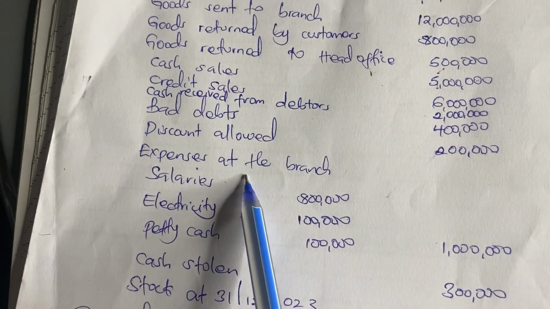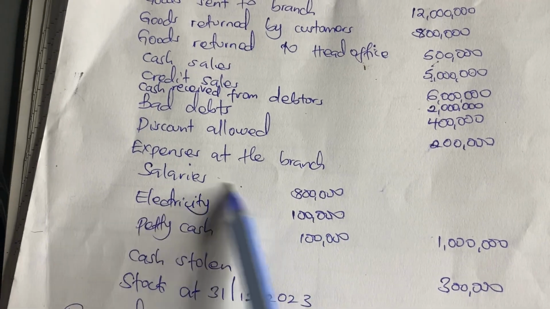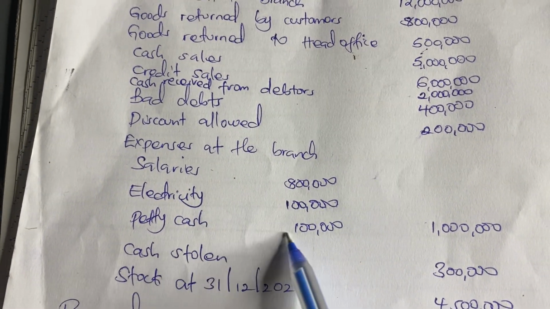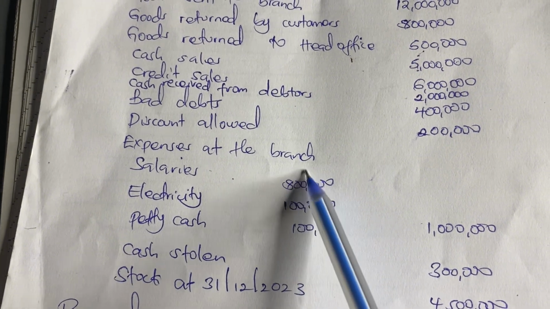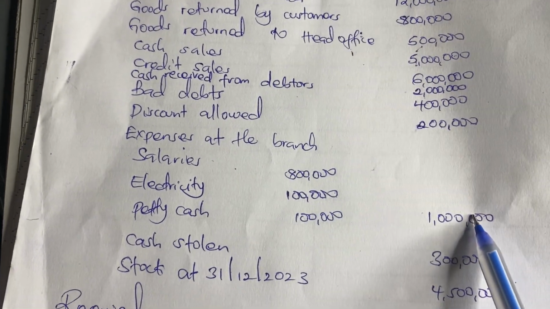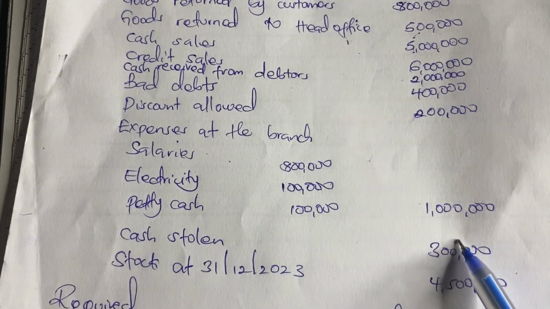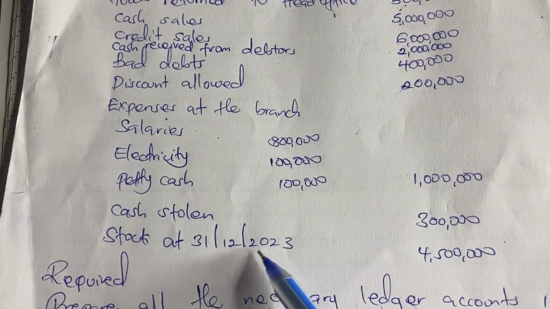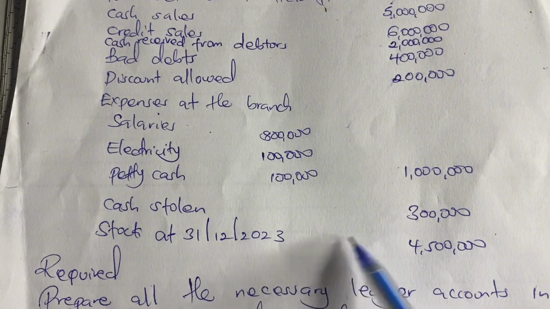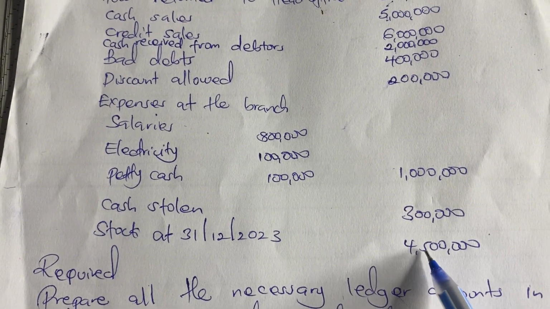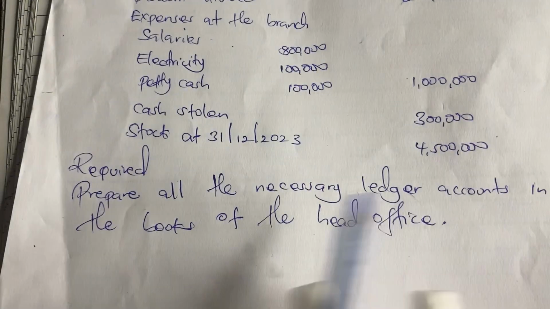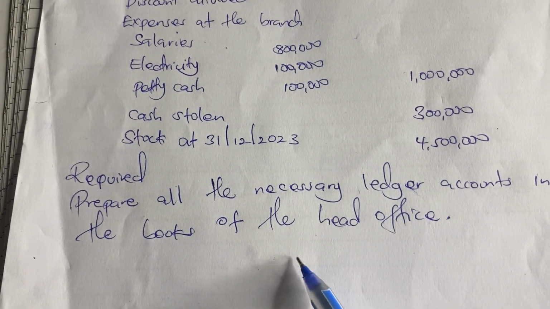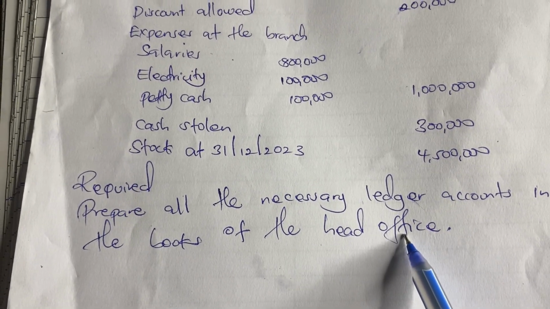Then the expenses at the branch. We have salaries 800k, electricity 100k, petty cash 100k. The total makes it 1M. Then we have cash stolen of 300k. Then we have stock at 31st December 2023 of 4.5M. Required, we are supposed to prepare all the necessary ledger accounts in the books of the head office.